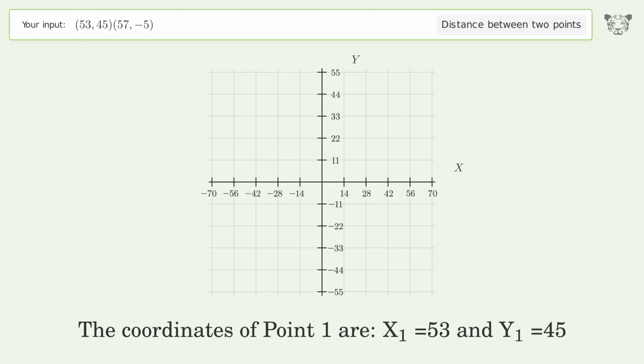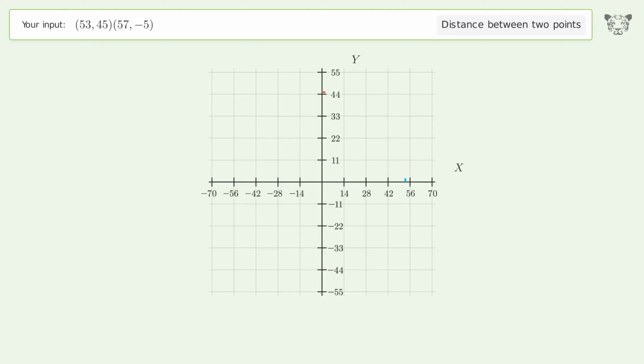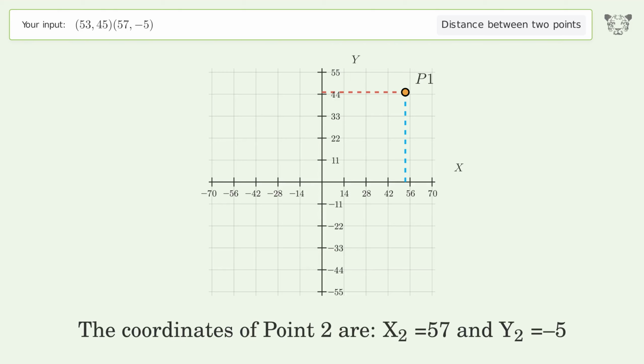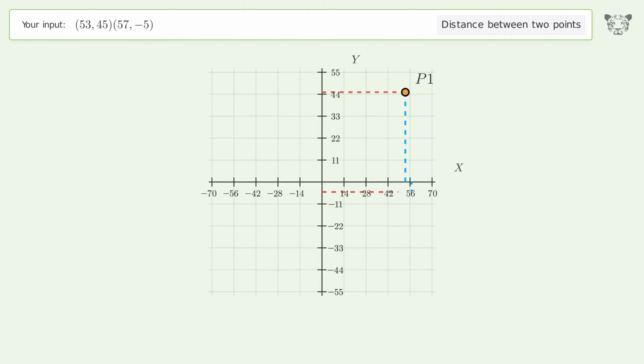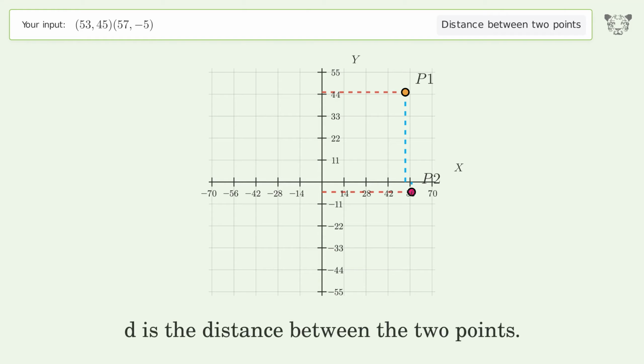The coordinates of point 1 are x1 equals 53 and y1 equals 45. The coordinates of point 2 are x2 equals 57 and y2 equals -5. D is the distance between the 2 points.